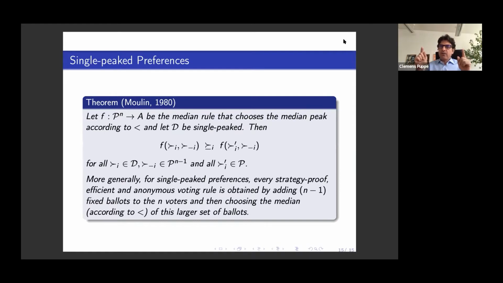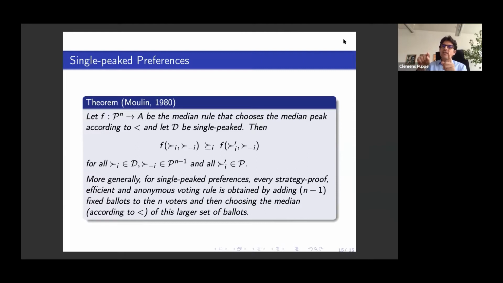The rule works as follows. Each voter submits one peak, one candidate, and the median is chosen. Now, if you're to the right of the median, if you stay to the right of the median, the result does not change, okay? So you can lie without changing the result. That's why it's only a weakly dominant strategy, because sometimes you get simply the same candidate with another strategy.